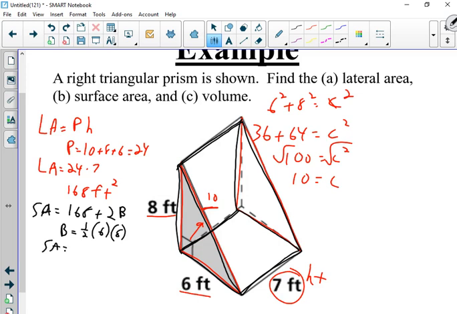So surface area is going to be 168 plus 2 times 24. And really, in this case, if you think about it, the 2 undoes the 1/2 because it's a triangle. So we end up with 168 plus 48. So the surface area is 216 square feet.